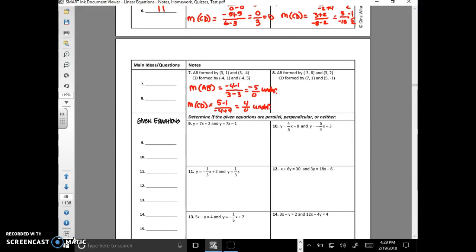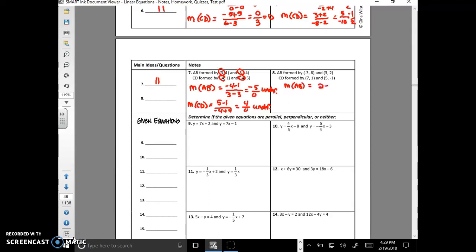So they have the same slope, so we're going to say parallel. Now remember, we can look at these and see, we wouldn't really have to do any work if we remember that this one is a box, and this one is a box.